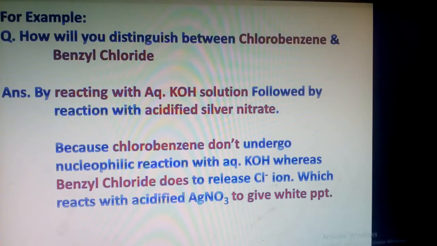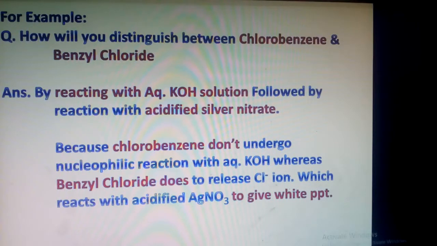So reaction with aqueous KOH solution followed by reaction with acidified silver nitrate can be used to distinguish between chlorobenzene and benzyl chloride. Here chlorobenzene will not undergo nucleophilic reaction with aqueous KOH, whereas benzyl chloride does, to release chloride ion. These chloride ions released then react with the acidified AgNO3 solution added to give a white precipitate of silver chloride. So then you have to write the chemical equations.